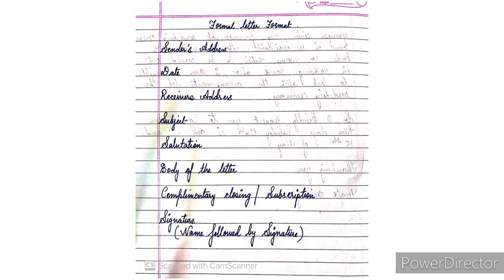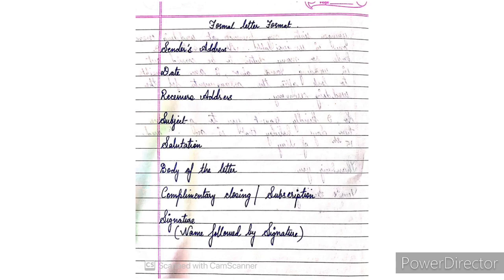Now, format. In the format of the formal letter, everything starts from the left hand side. You have to make it very clear. I want to make it very clear that everything starts from the left hand side. Now first comes your sender's address. That will also start from the left hand side of the page. The sender is the person who is writing the letter. He or she will write his or her address on the top.